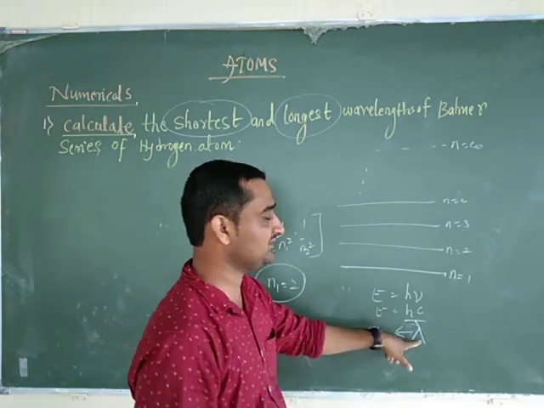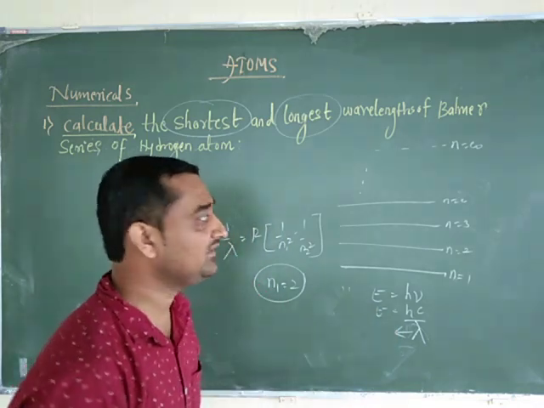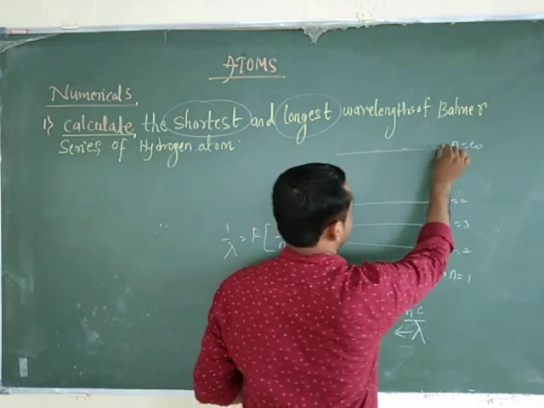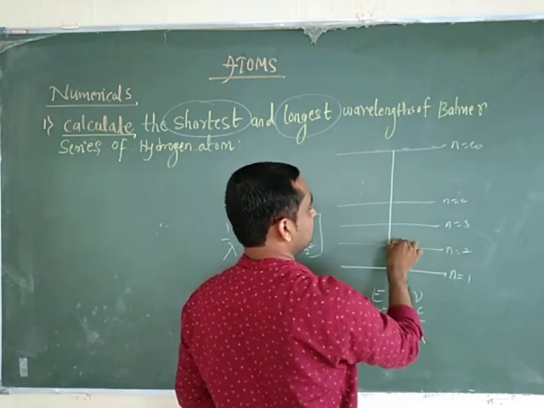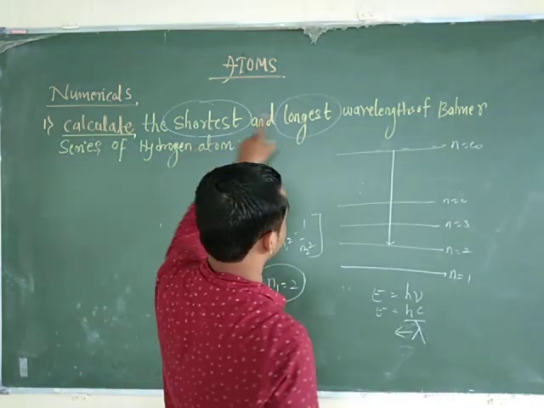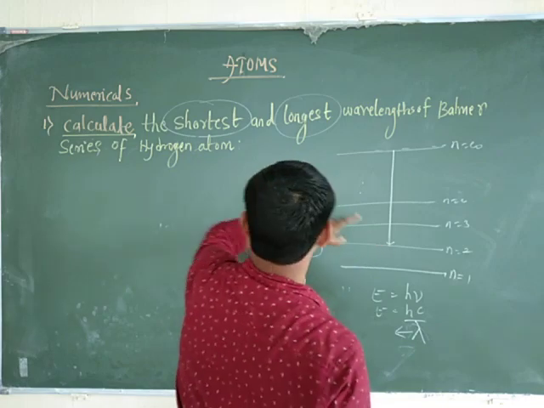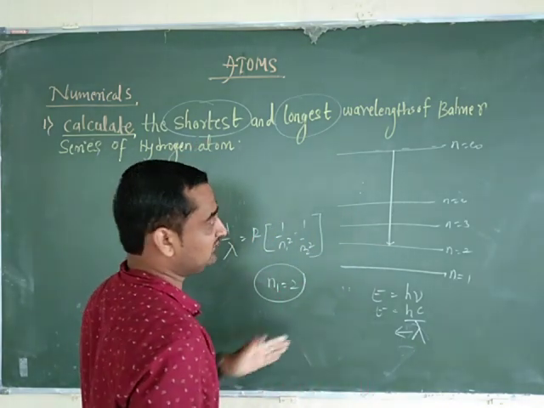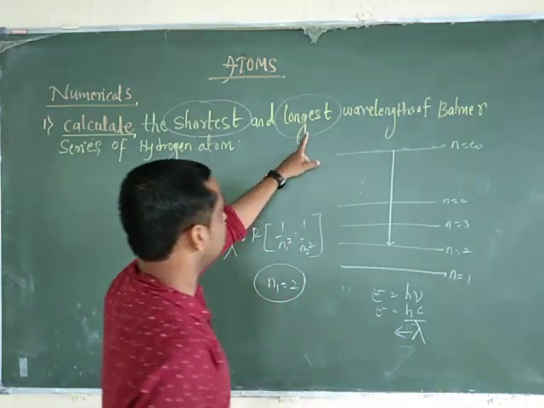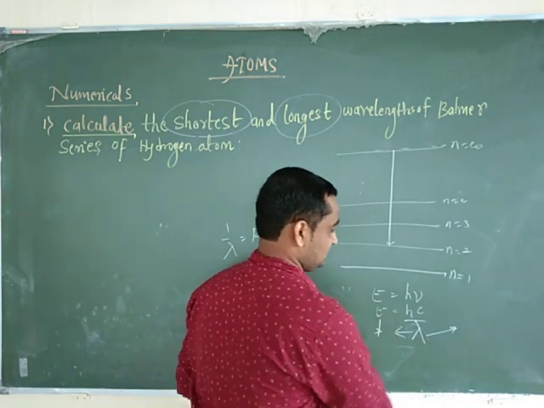Wavelength is less means energy is more. So which transition happens here? For the shortest wavelength, the transition is from infinity to n is equal to 2 for the Balmer series. The last transition has the higher energy. So then, longest wavelength means energy is less.